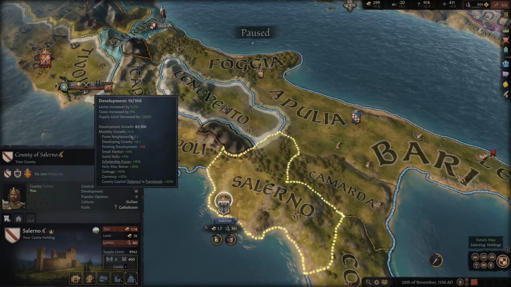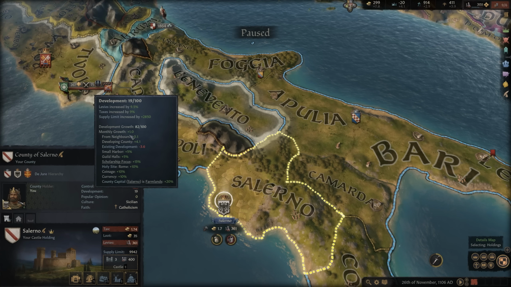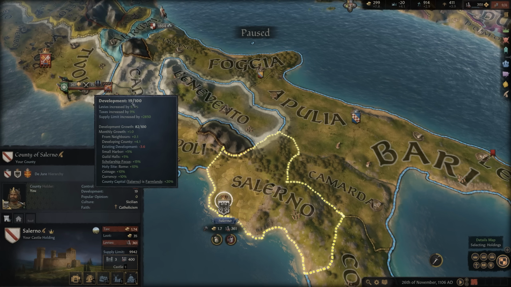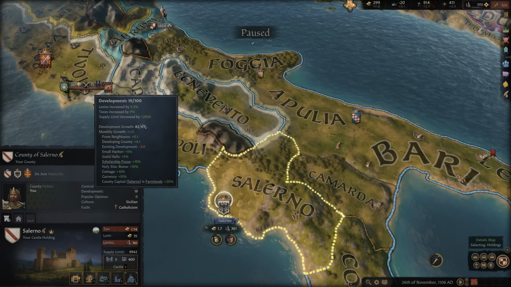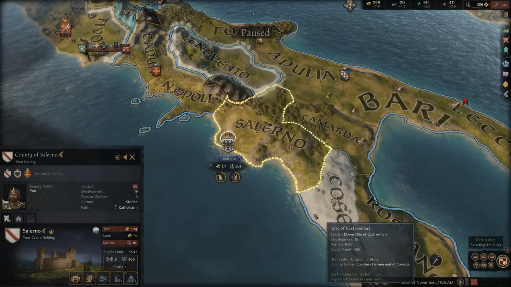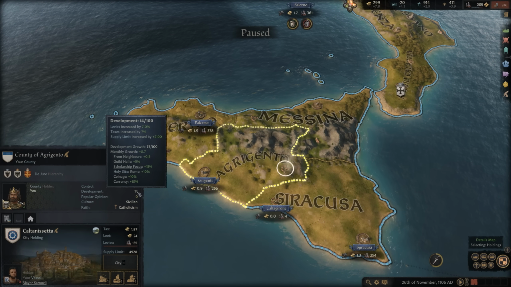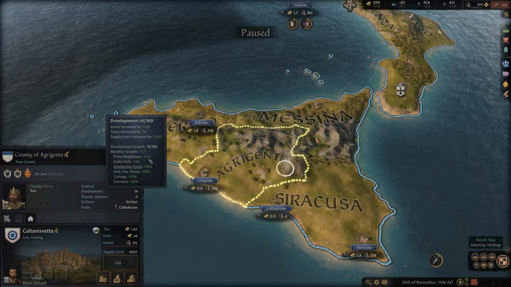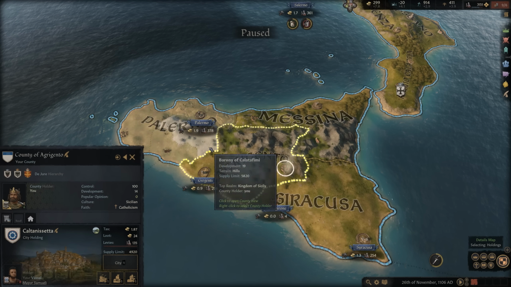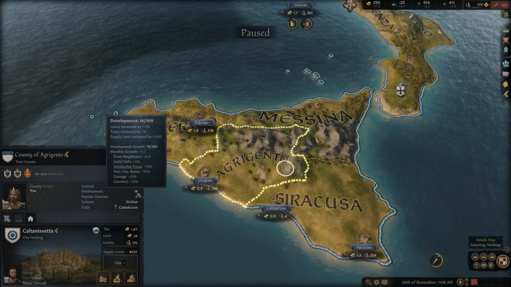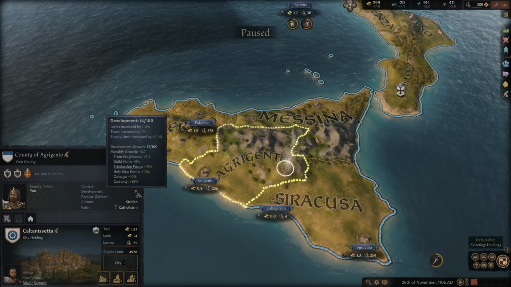And if I further take a look at this little breakout here, I can see that I'm getting a monthly growth of 1.0. So in 18 months, the development of Salerno will progress up to 20. And this will then influence these numbers here, increasing them subsequently as needed. But let's say I take a look down over here at Agrigento: its development's 14, and it's receiving 0.5 from neighbors because everything around it has an increased amount of development.